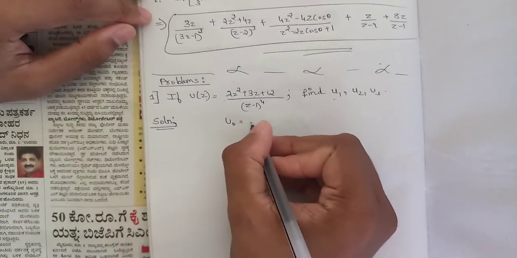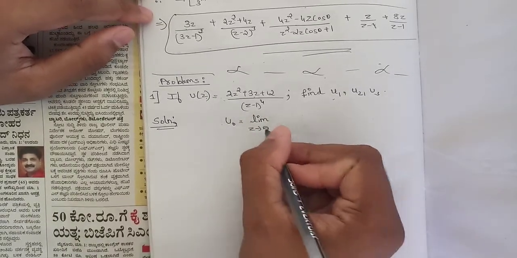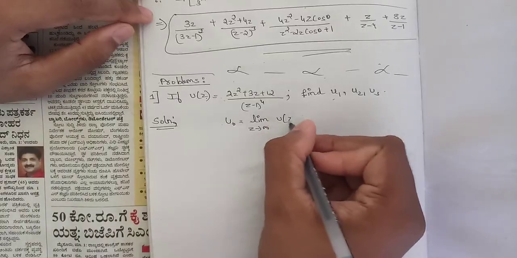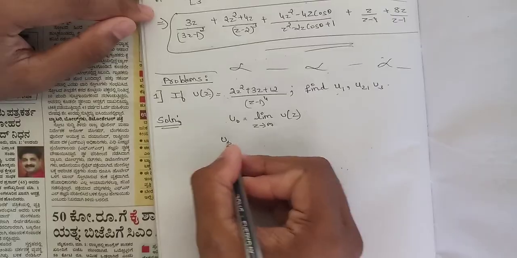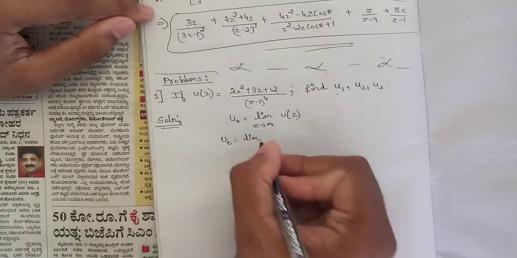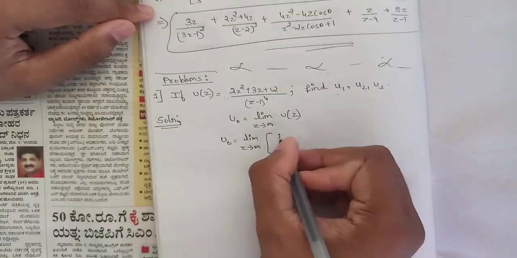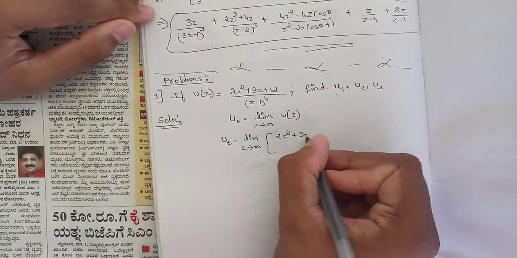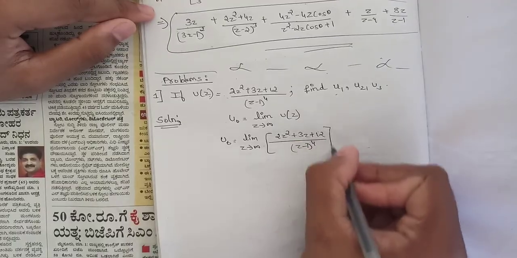The u naught formula says that we have written it as the limit as z tends to infinity of U(z). Okay, so now write it down: limit z tending to infinity, U(z) is (2z square plus 3z plus 12) divided by (z minus 1) whole power 4.